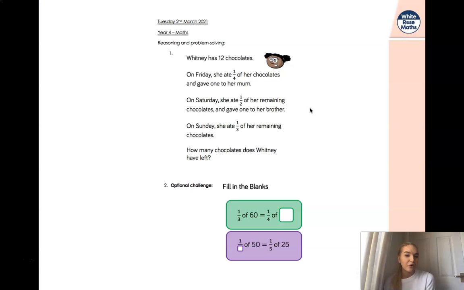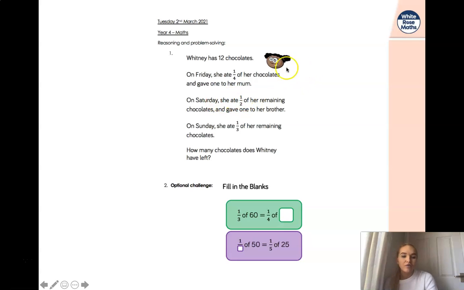Fantastic work today, year 4. You have got 2 questions now. The first one is a really big problem-solving question. You have to work through each part individually. So she starts with 12, she ate 1/4 and she gave 1 to her mum. So what is she on now?